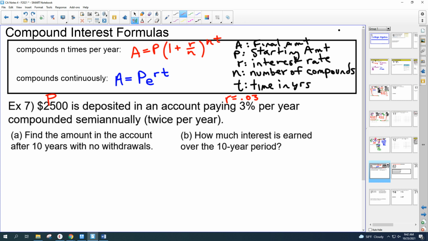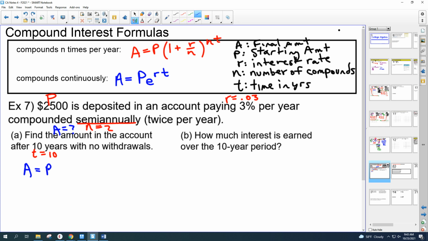Compounded semi-annually, you're going to get a word like this. That's the number of compounds. That's telling you how many times they calculate the interest. N equals 2. Find the amount in the account after 10 years. So that's time, T equals 10, with no withdrawals. All right. Find the amount. Find the amount in the account after 10 years. They're asking me to find the final amount, right? You have to be able to translate. And when you read that, you have to be able to say, well, they're giving me this, this, this, and this, and I'm trying to find this. Otherwise, it's just a plug and chug.